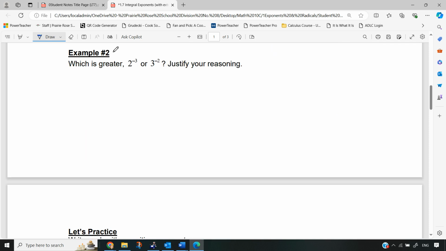For example 2, we're asked which is greater, 2 to the negative 3 or 3 to the negative 2, and we're asked to justify our reasoning. Well, 2 to the negative 3 can be written as 1 over 2 cubed, and 3 to the negative 2 can be written as 1 over 3 squared. So 1 over 2 cubed would be 1 over 8, and 1 over 3 squared is 1 over 9. So if I ask myself which would be bigger, 1/8 of a pizza or 1/9 of a pizza, 1/8 would be bigger. So that means 2 to the negative 3 is bigger.